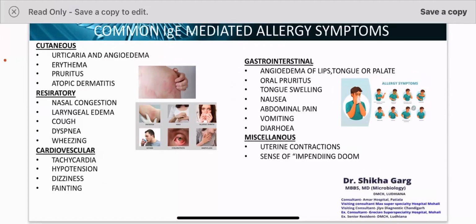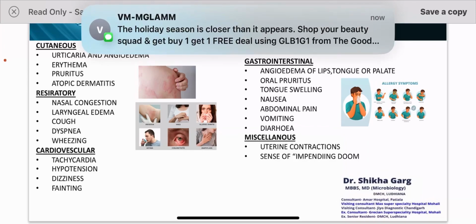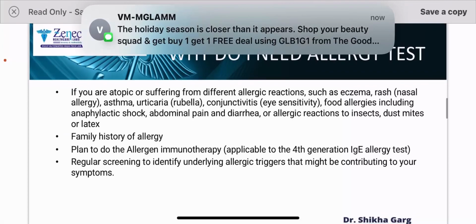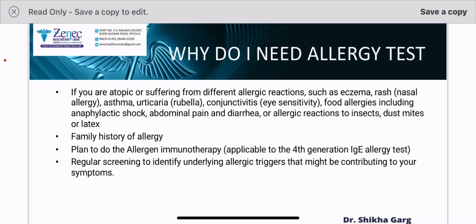And rarely tachycardia, hypotension, dizziness or fainting, that is cardiovascular, can happen. And usually a rare thing is a sense of impending doom, that is a feeling of death. So why do you need an allergic test? If you are atopic or suffering from any allergic reactions such as eczema, rash, asthma, urticaria, conjunctivitis, food allergies, or you have any symptoms which we already discussed, that is one of the reasons to get tested.